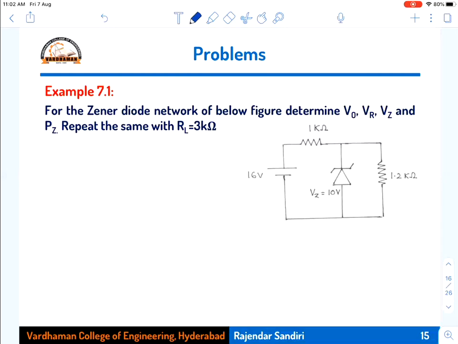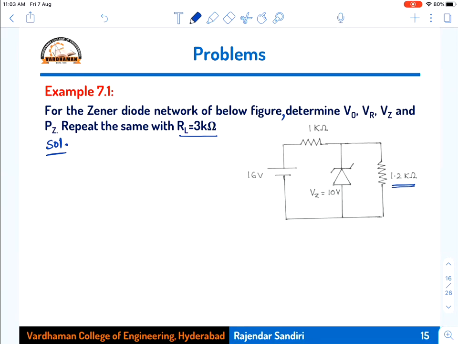For a GNR diode network of the below figure, determine V naught, VR, VZ, and PZ. Repeat the same with RL equal to 3 kilo ohms. Already RL is given as 1.2 kilo ohms in the problem. You have to repeat it for 3 kilo ohms also. Two problems are there. One is for 1.2 kilo ohms load. The other one is RL equal to 3 kilo ohms load. So how to do this one? Very, very important problems. These all are these three cases.